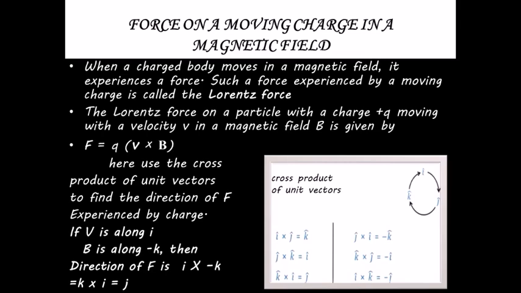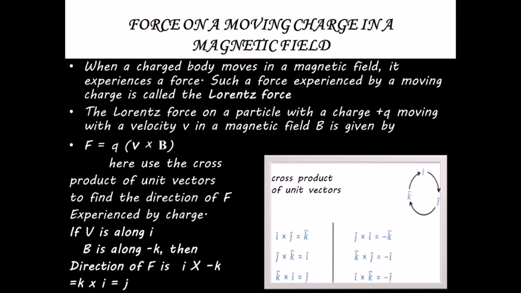And since cross product is not commutative, A cross B is to be written as minus B cross A. Remember that 11th class vector algebra? Therefore, i cross minus k can be written as k cross i, and k cross i, of course, look at the index chart, is j cap. That means the charged particle will experience a force along the positive y axis, having the unit vector j cap.